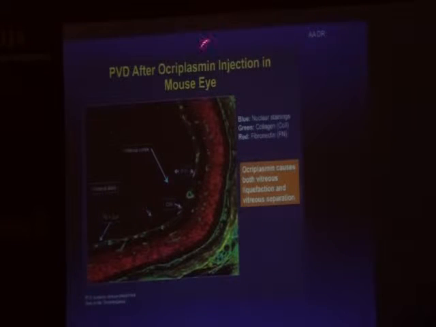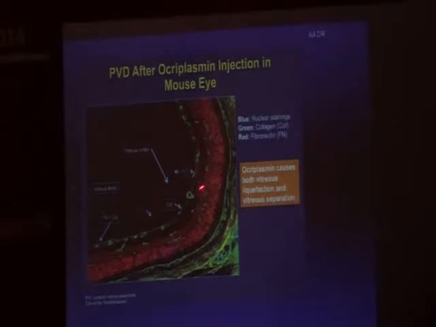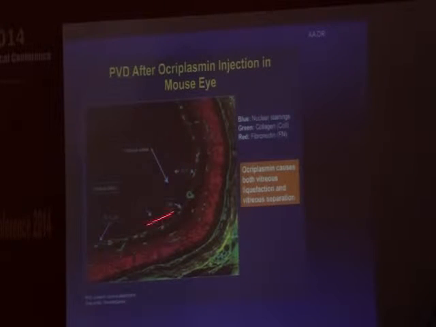Now this is a mouse model, and if you look carefully, you have here the vitreous body where a PVD has occurred, but below that you find that there is a dual layer present. Therefore, we might induce a PVD, and yet we are left with some amount of vitreous cortex behind.